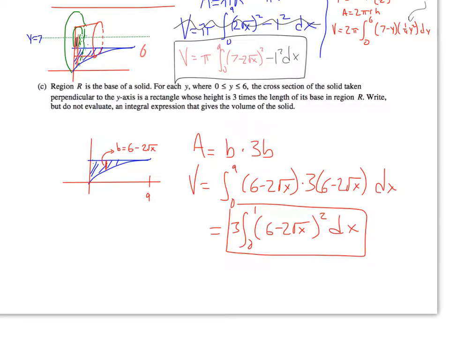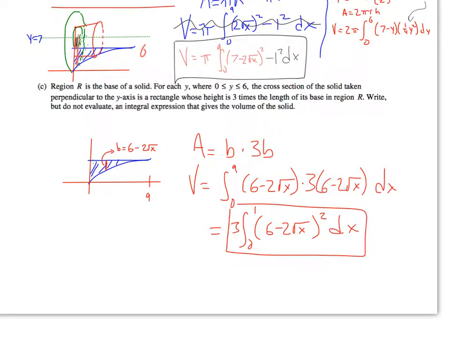All right, and last but not least, we're going to put rectangles on this like we did on the previous one. The area of the rectangle is b times 3b, because this one's 3 times its height. The base distance here is 6 minus 2 square root of x. And so we have the integral from 0 to 9 of the base times 3 times the base. You could leave it like that.